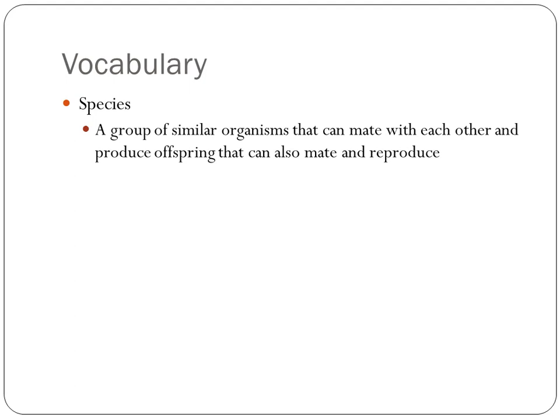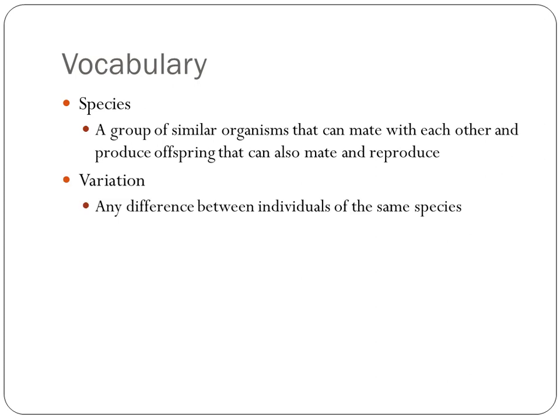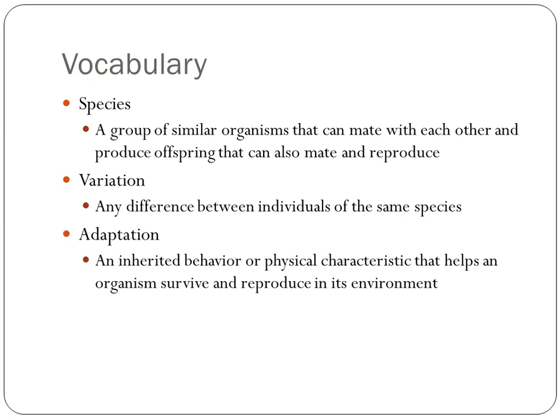First vocab word was species, which is a group of similar organisms that can mate with each other and produce offspring that can also mate and reproduce. The next word was variation, which is any difference between individuals of the same species. After that, we had adaptation, which is an inherited behavior or physical characteristic that helps an organism survive and reproduce in its environment.